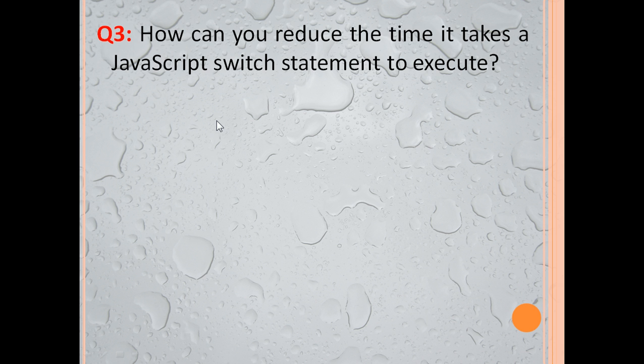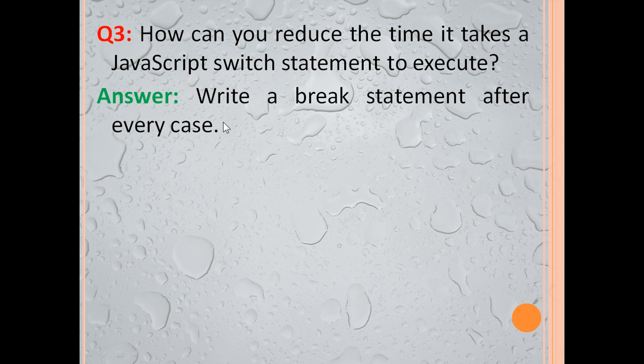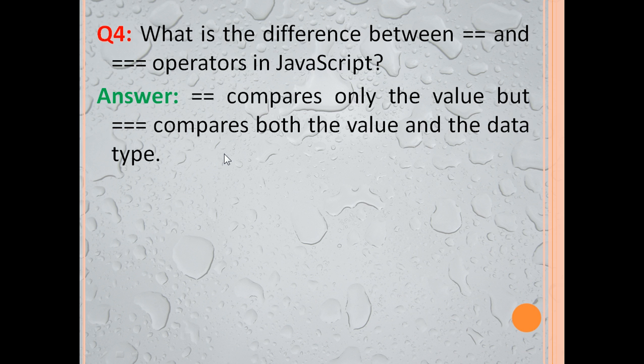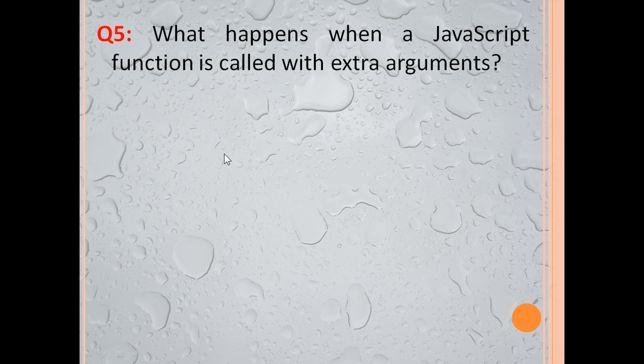How can you reduce the time it takes a JavaScript switch statement to execute? Write a break statement after every case. A break statement ensures that the remaining cases are not tested again. What is the difference between double equal to and triple equal to operators in JavaScript? Double equal to compares only the value, but triple equal to compares both the value and the data type.